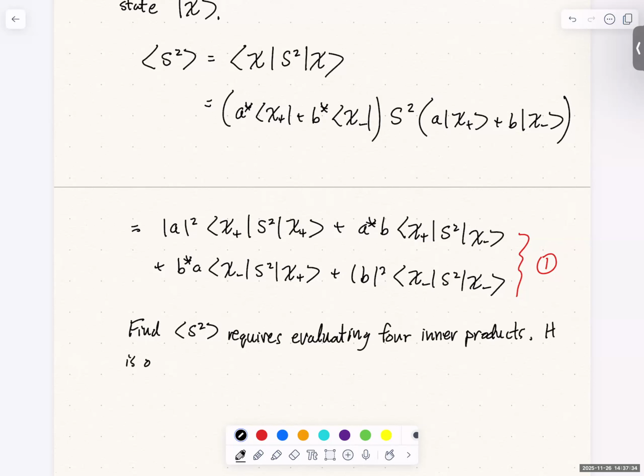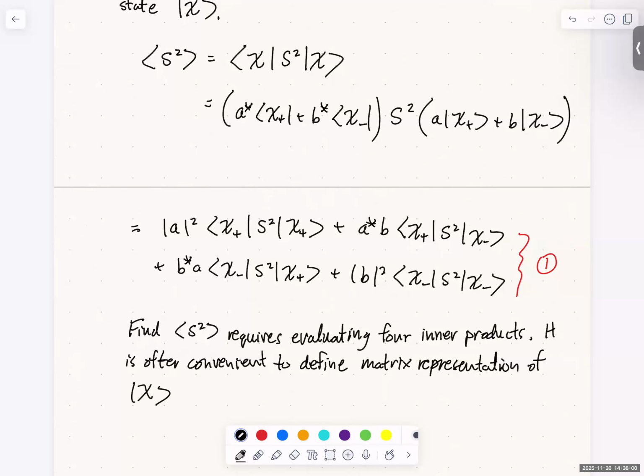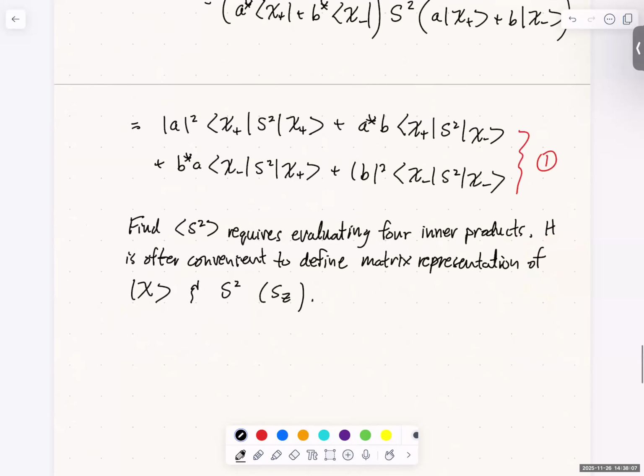It is often convenient to define a matrix representation of our general state and of our operators, s squared or sz or whatever that we're doing.